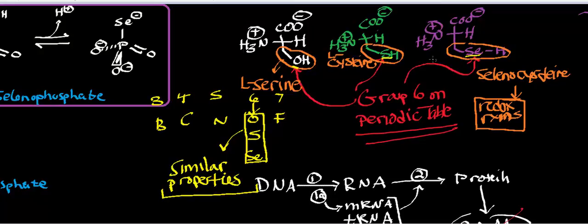But it turns out that selenium is even more of a powerful redox amino acid than sulfur, and oxygen really isn't at all. But as you go further in this direction, they become more powerful redox agents.